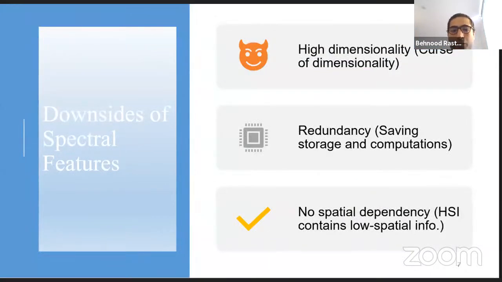So why do we not use spectral features only? As we said, there is high dimensionality, or the curse of dimensionality, and redundancy, and we want to save storage and computations. Another important thing is that hyperspectral images have low spatial resolution. It turns out that if you can extract the spatial dependency with some techniques, you can considerably improve the classification accuracy.